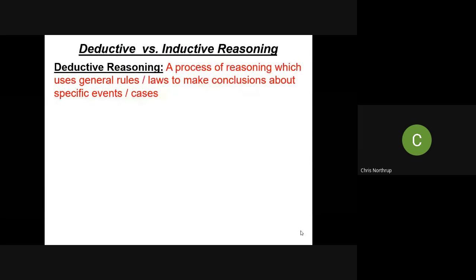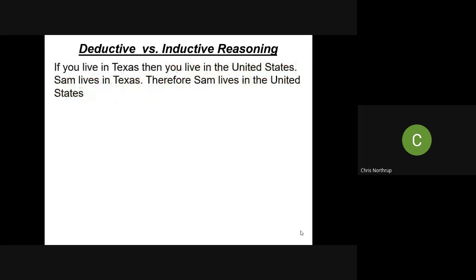So we're looking at another type of reasoning. We've seen inductive reasoning. Here we have deductive. And so this is also another process of reasoning. This process starts with general rules or accepted laws, and it makes conclusions about specific events or cases, very much the opposite of inductive. So, for example, starting with the general rule, if you live in Texas, then you live in the United States. Yeah, that's true. There's no way you could live in Texas and not live in the US.